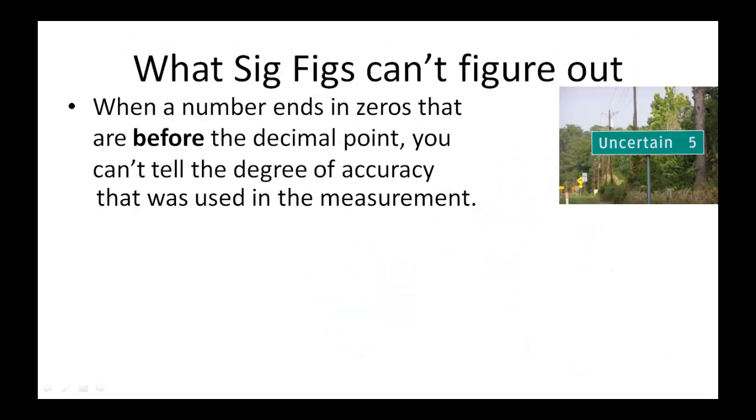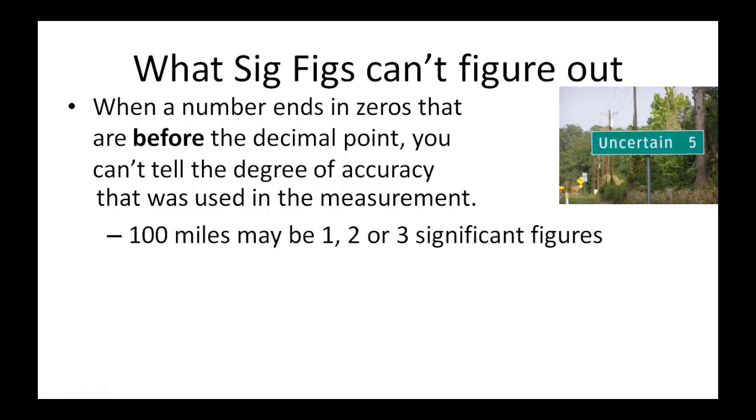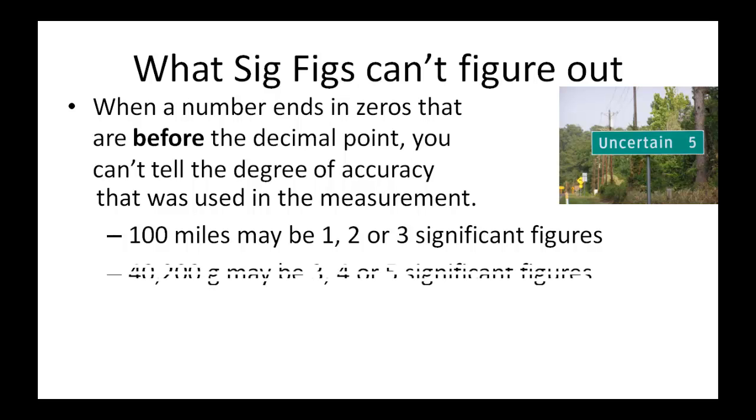There are some times when you're looking at the number you can't tell if it's supposed to be significant or not, such as when a number ends in zeros that are before the decimal point. You can't tell the degree of accuracy that was used in the measurement. 100 miles may have 1, 2, or 3 significant figures. We can't tell if it was exactly 200 as they measured it, or they just measured it to the nearest hundred.